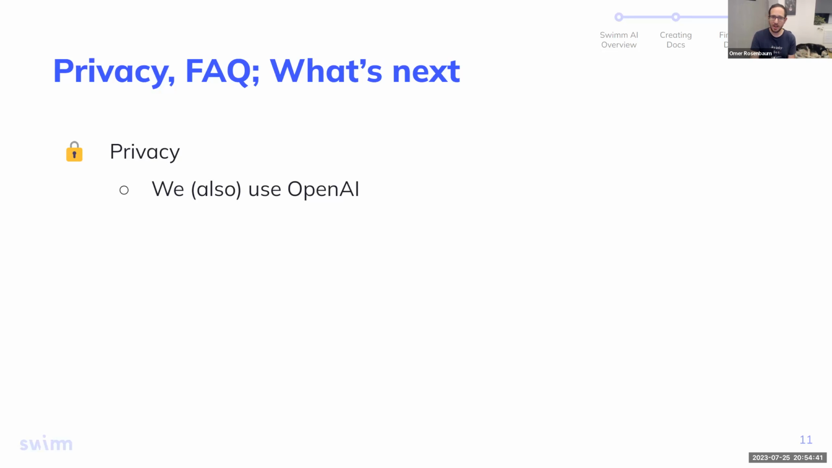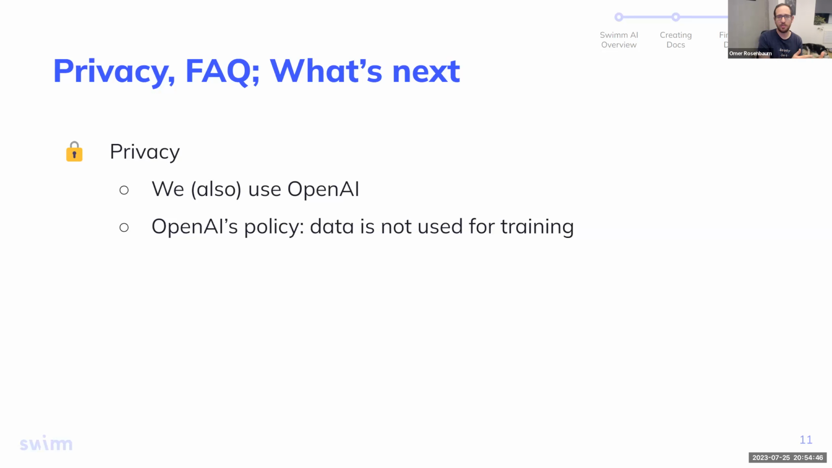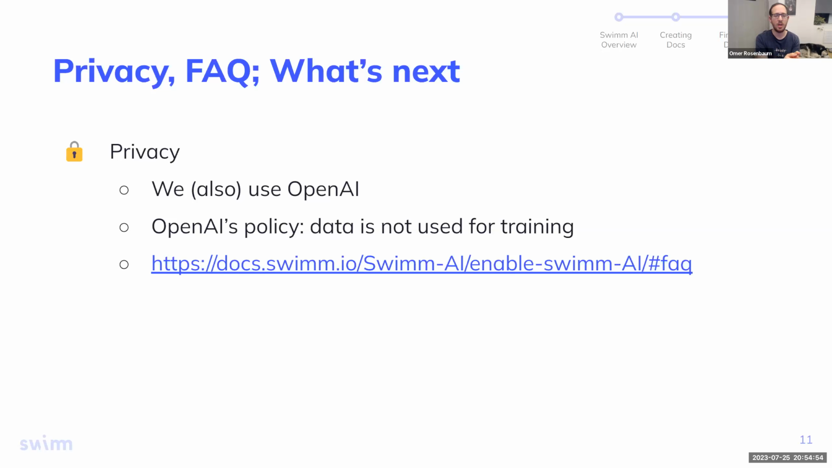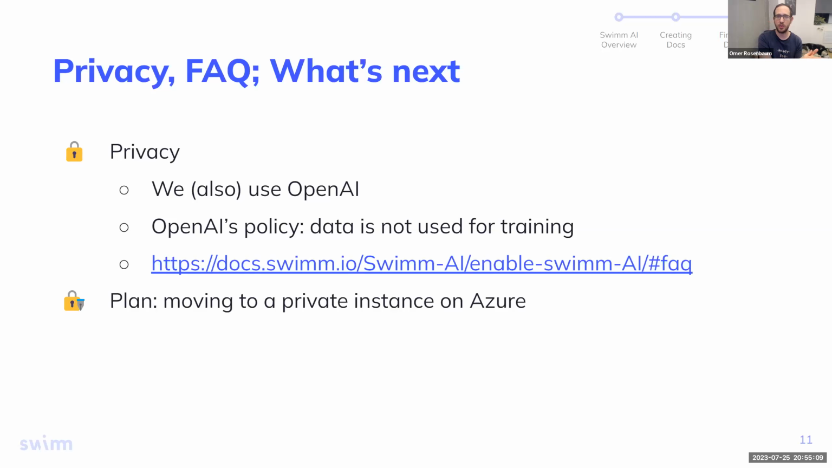So OpenAI's policy is that data is not used for training. But unlike the other features by Swimm, this is a third party, and we want to be fully transparent and explain what we're using. If you want more information within our documentation site, there is an entry exactly about that, which explains what we're doing, with links to OpenAI's privacy policy and data retention policy and all of their policies. We do plan on moving to a private instance on Azure. So we'll have our own private instance. It's coming up soon, and we'll of course share more information once we know exactly when it's going to happen.